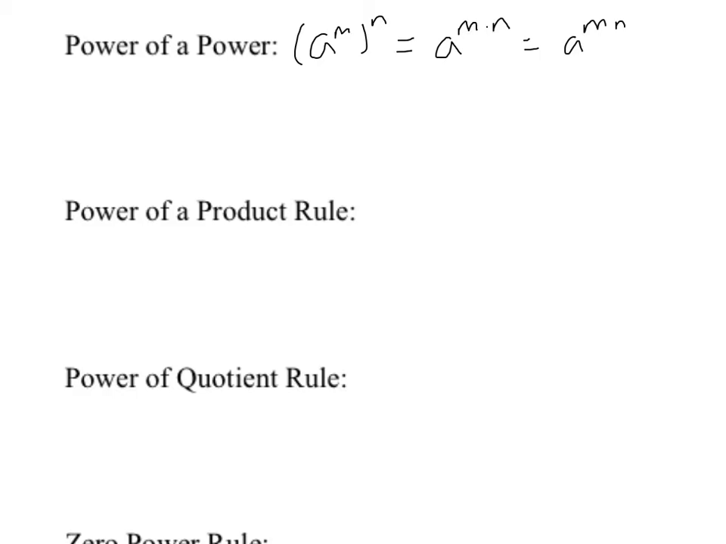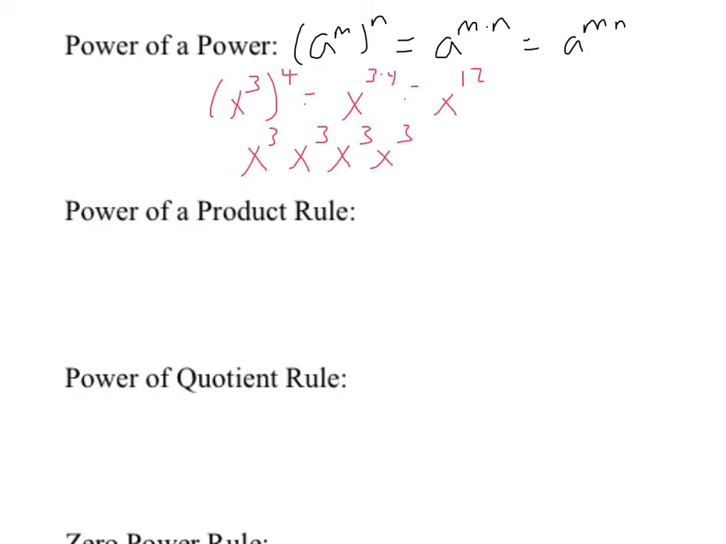An example would be x to the third raised to the fourth, and that shorthand would be one power times the other, and we get x to the 12th. Again, longhand, that would be four x cubes. That's what x cubed to the fourth power means.